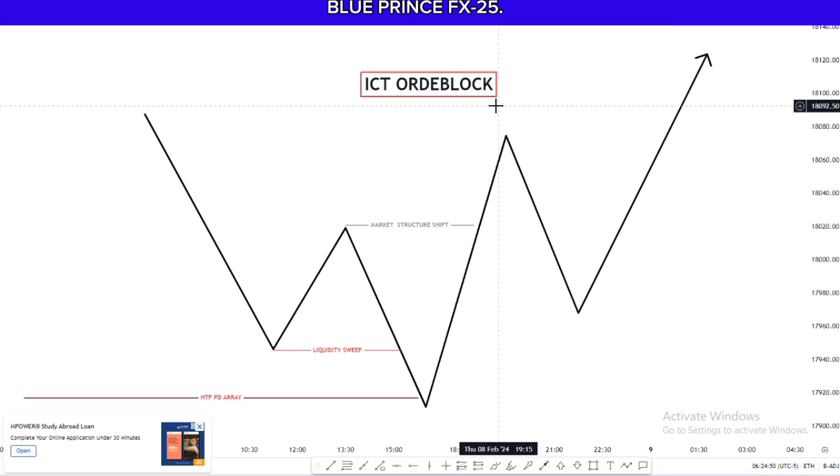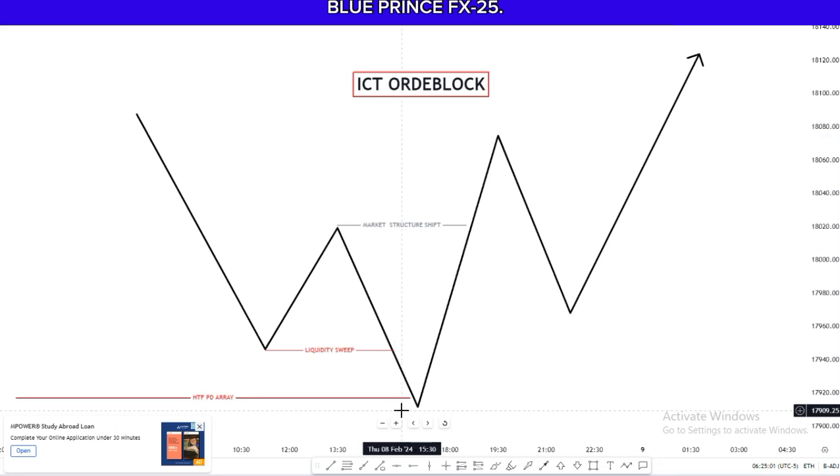That means we experience a sharp move up in the opposite direction, because the market was going down, now the market is going up. So that becomes our displacement. And third, is our displacement accompanied by a fair value gap?